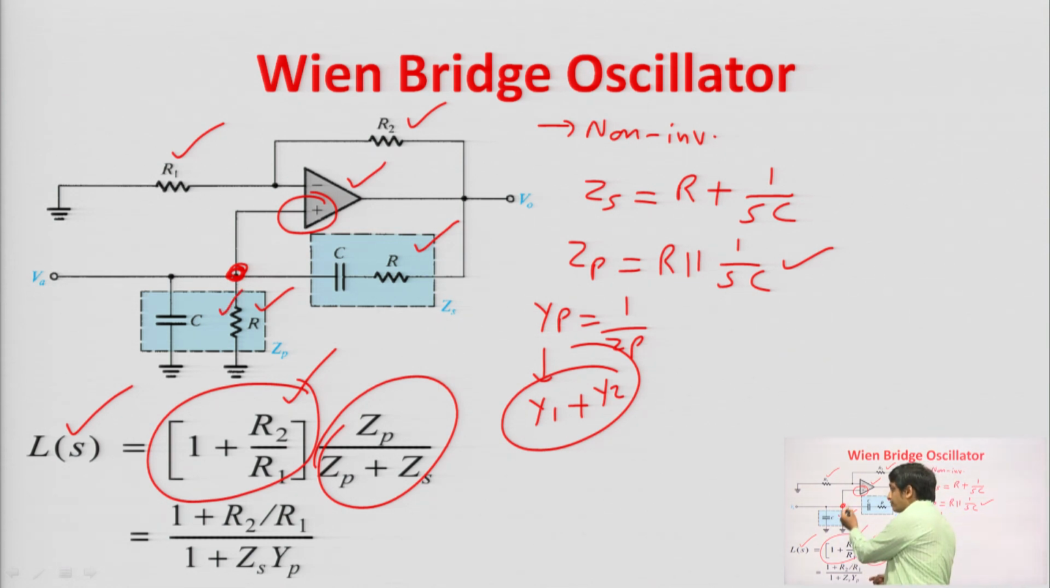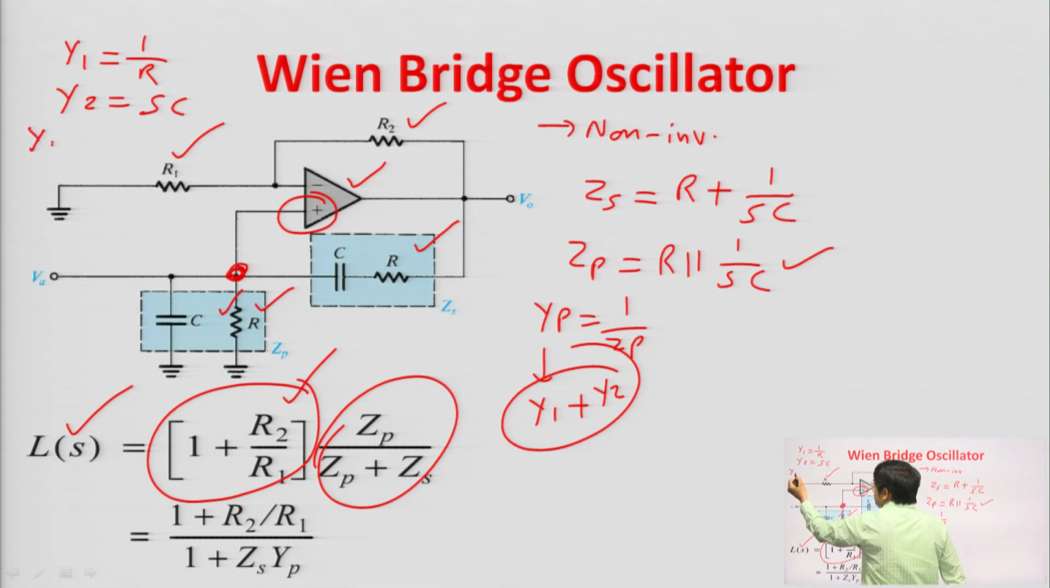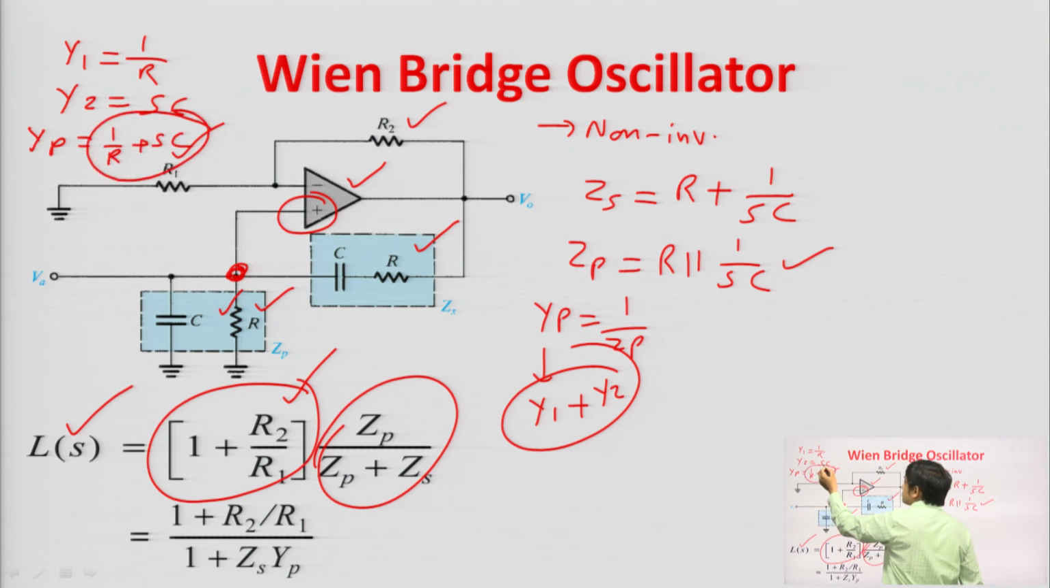The admittance of resistor R, that is Y1, is 1 by R, because the opposite of impedance is admittance. And what will be the admittance of the capacitor? The impedance is 1 by sC for the capacitor, so the admittance will be sC. So, the equivalent admittance will be Y1 plus Y2, that is 1 by R plus sC. When you use this 1 by R plus sC, the calculation will be simpler.